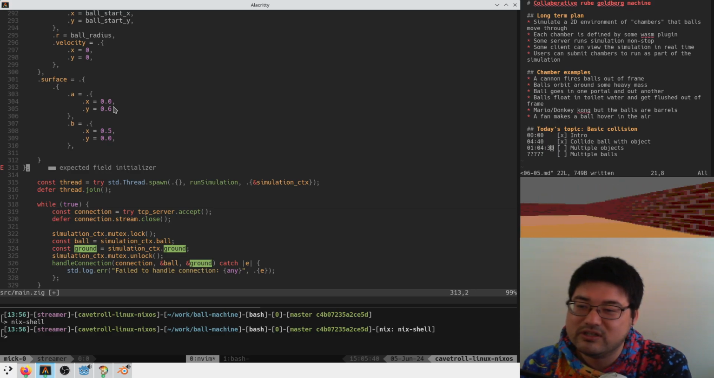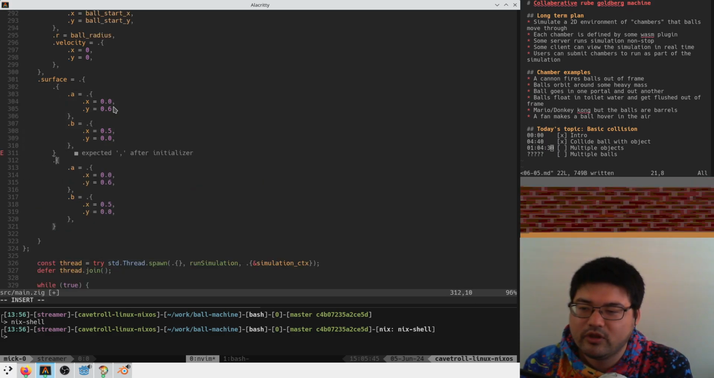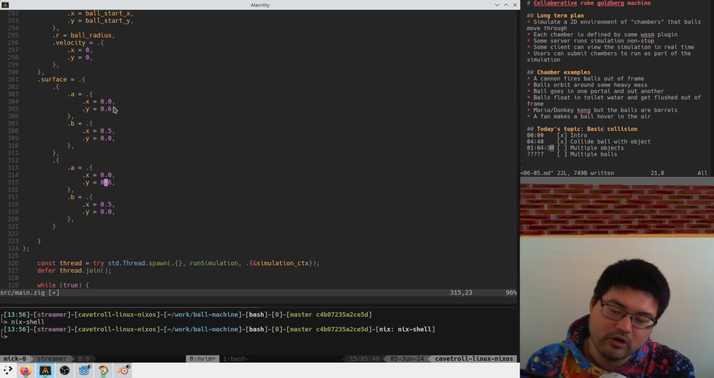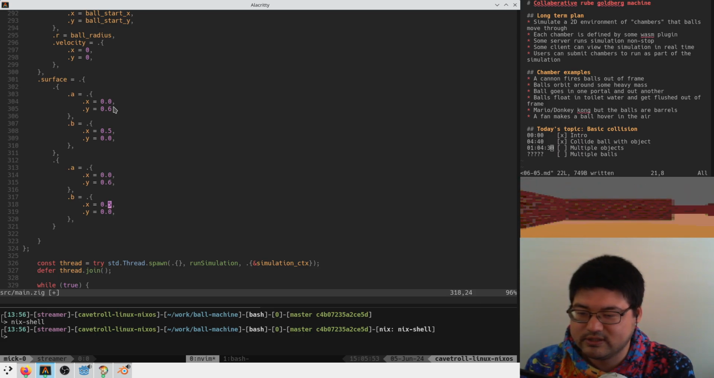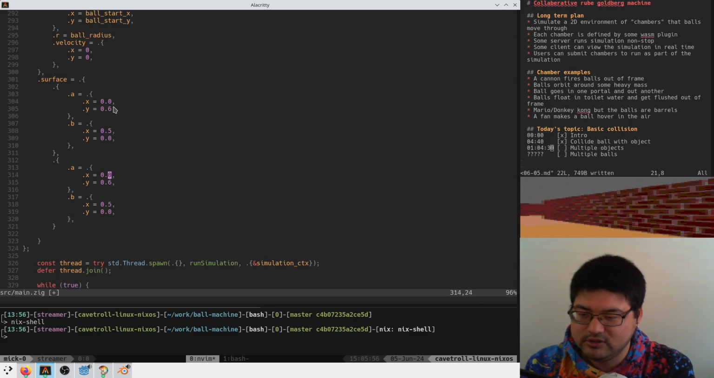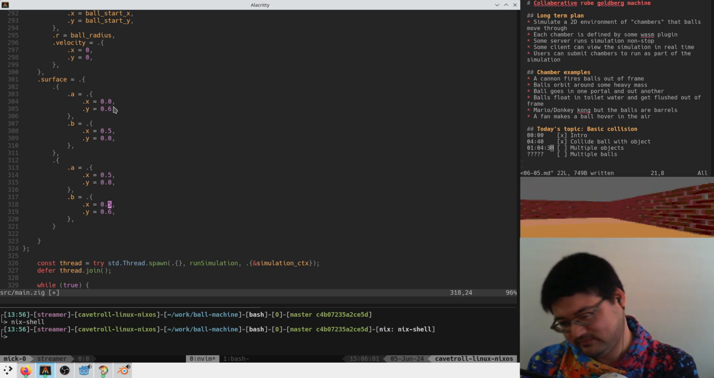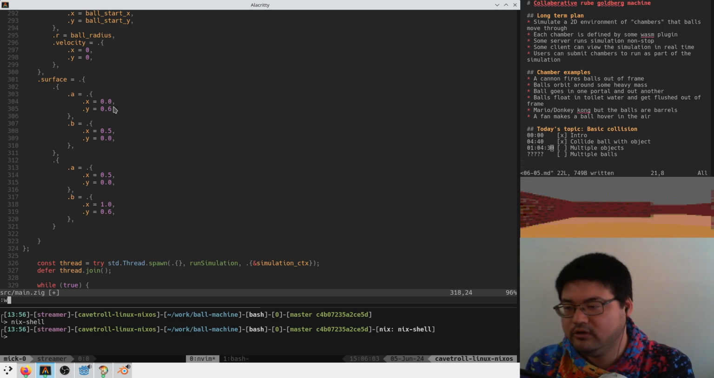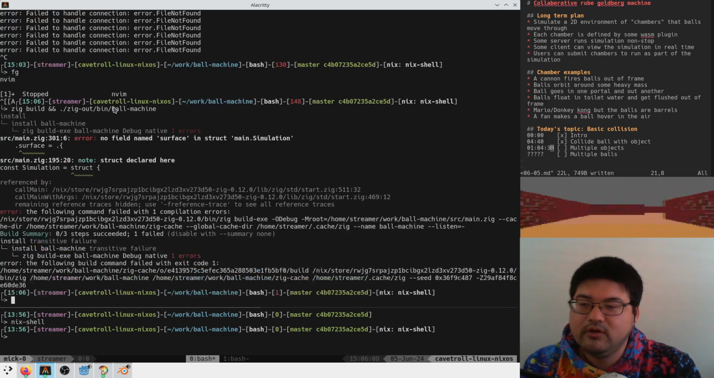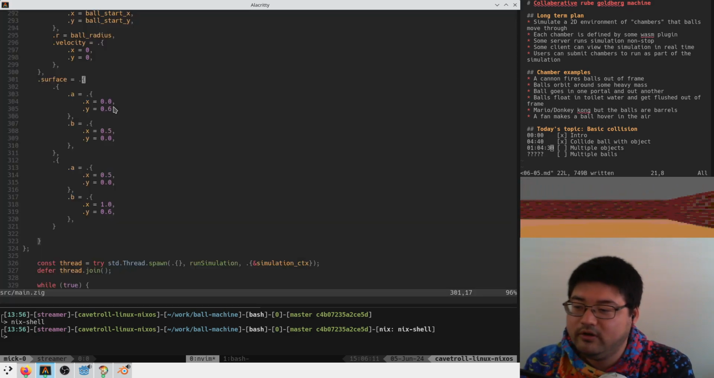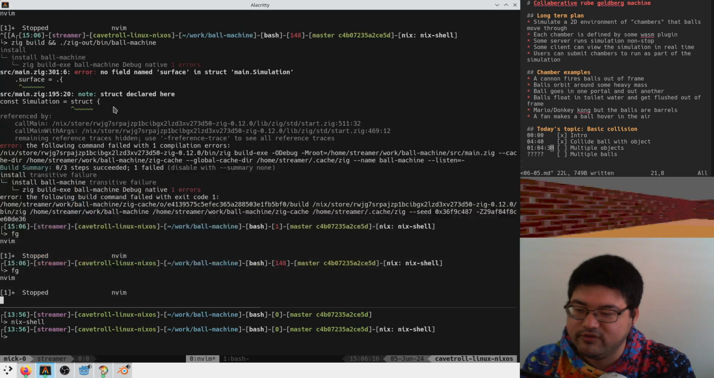Okay, so we have one surface, which is the ground. And then we'll just have another surface. Or we shouldn't call it the ground anymore. We'll have the downward sloping one, and then the upward sloping one. So this is going to start at 0.05 and end at y 0.6, x 1.0 or something. Okay, what's it not liking? No field named surfaces. Oh, it's surfaces, not surface.